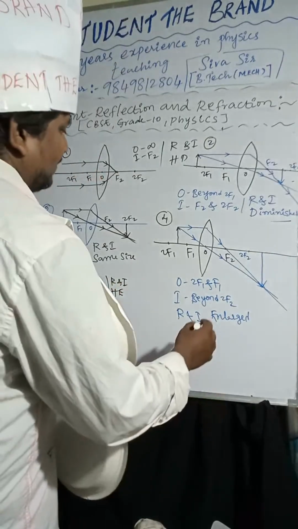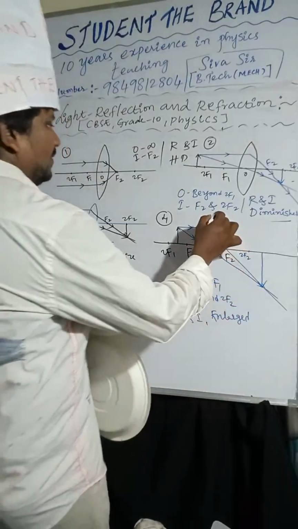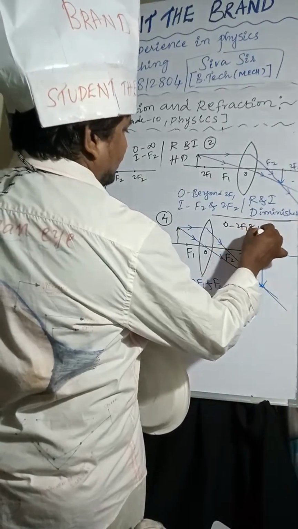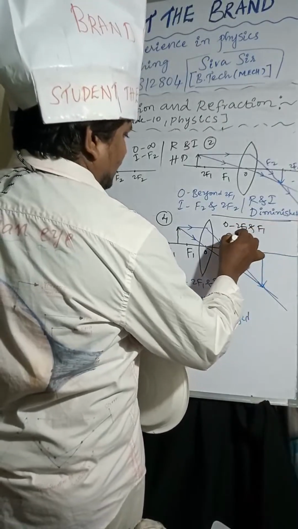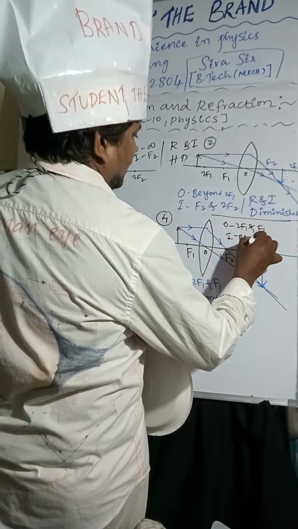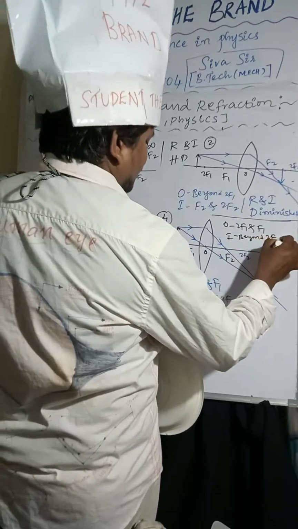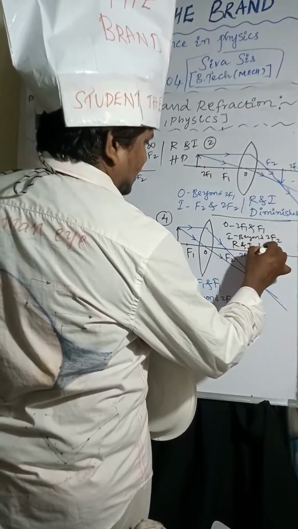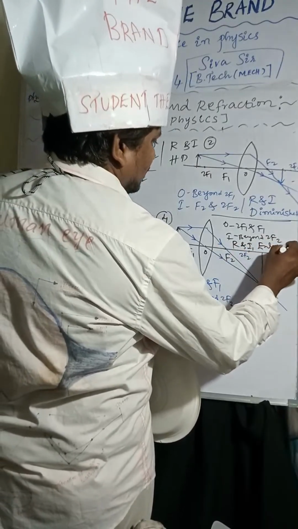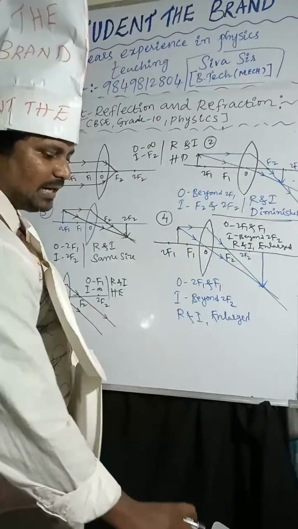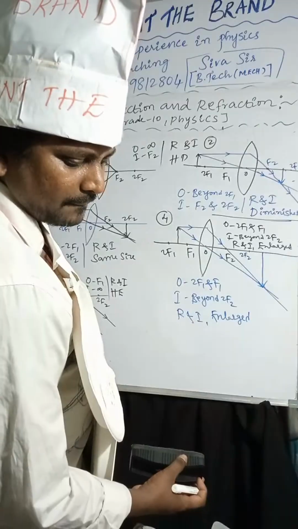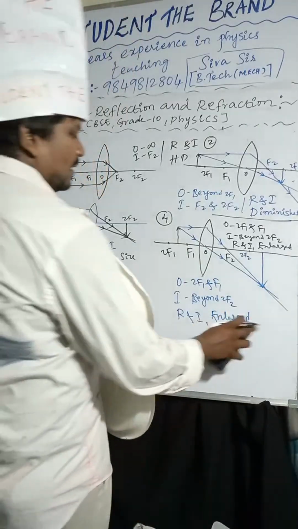The last case is very important. We'll discuss the last case, between 2F1 and F1. The image is beyond 2F2, real and inverted, and the nature is an enlarged image. So I'll draw the last case. You can check here.